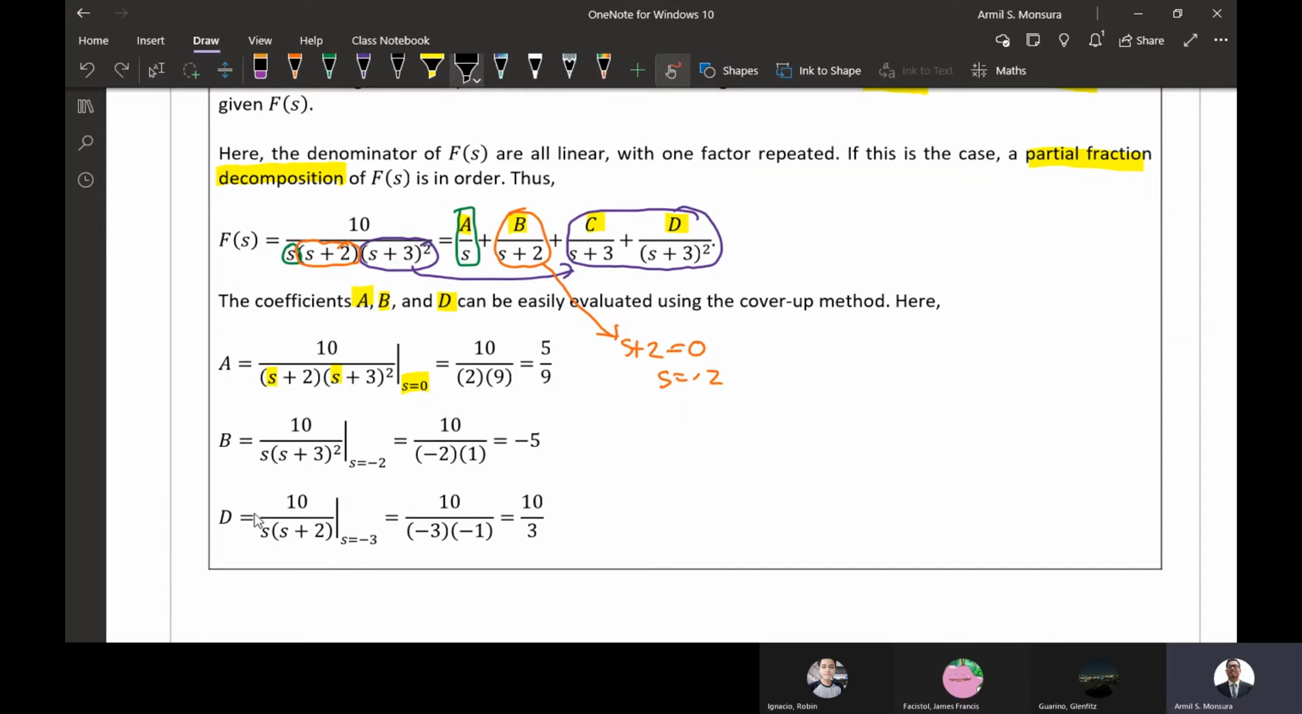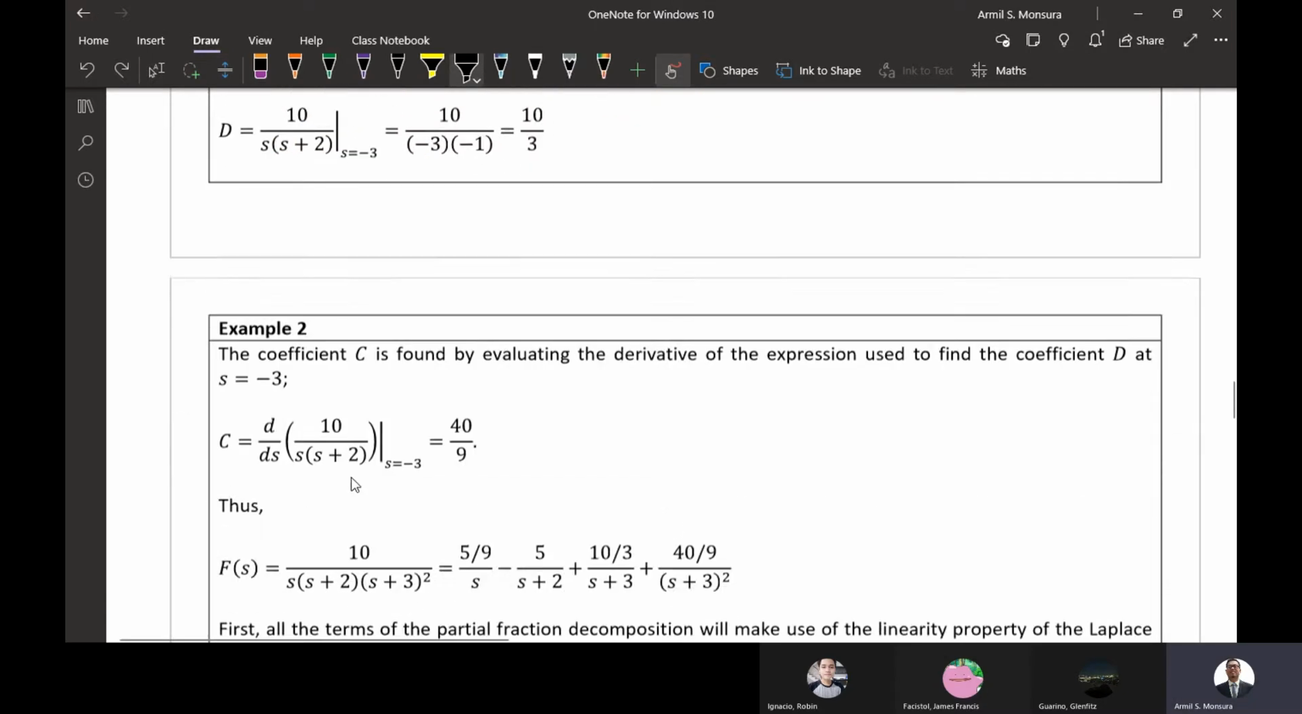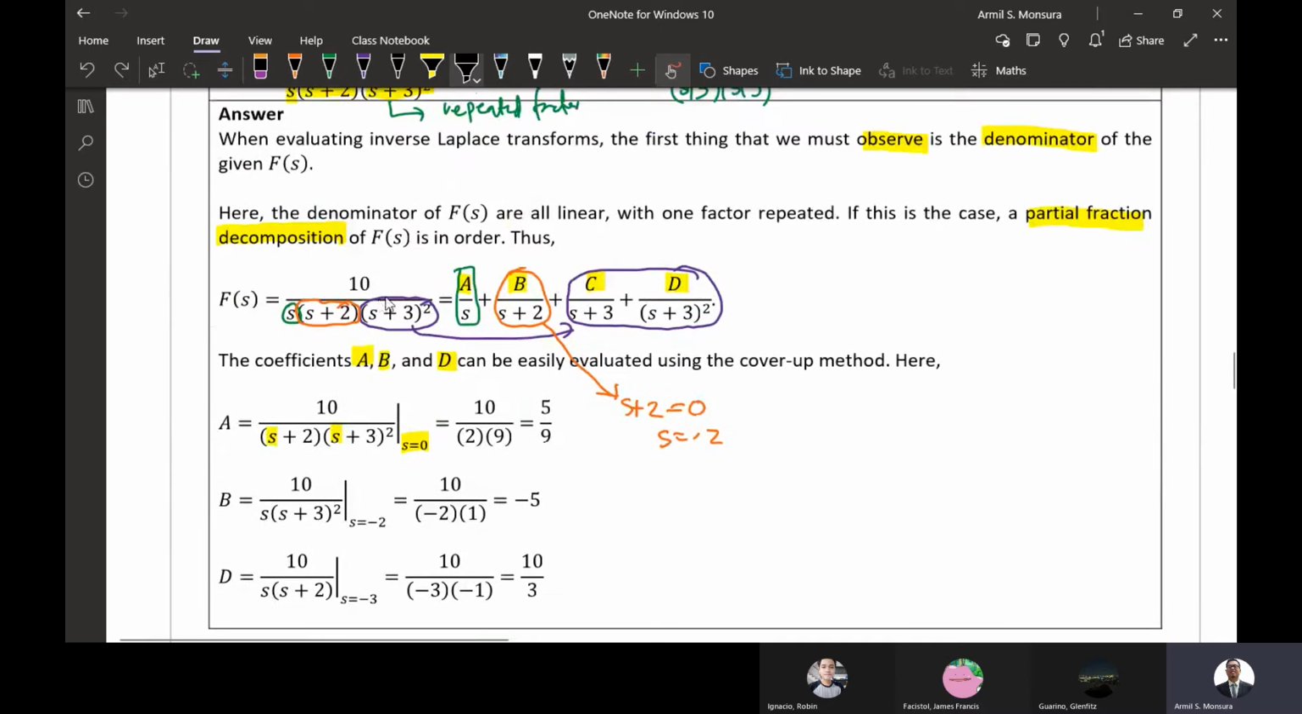So, meron tayong ngayong A, B, at saka D. Okay? Ang problema natin, C. The coefficient C is found by evaluating the derivative. Kung ano yung nakuha nyo ngayon, ang gagawin natin sa C is ganito. Pwede ring takpan ng buo yung S plus 3 squared. Ang maiiwan, yung 10 over S plus 2. Kukunin ko yung derivative niyan, at saka ako isa-substitute yung root nung S plus 3.